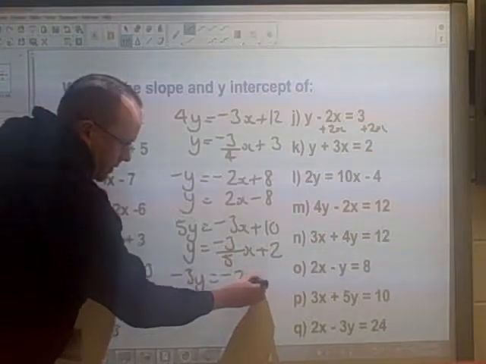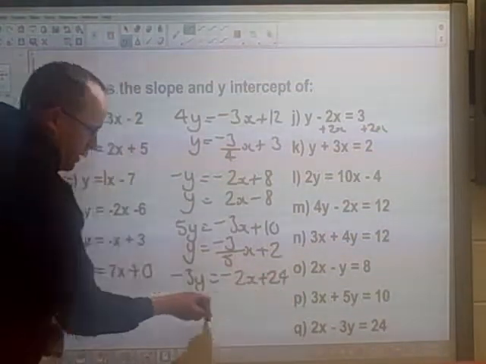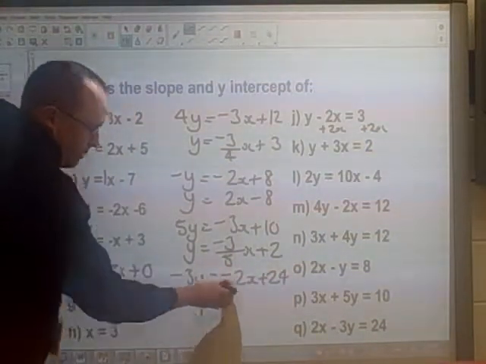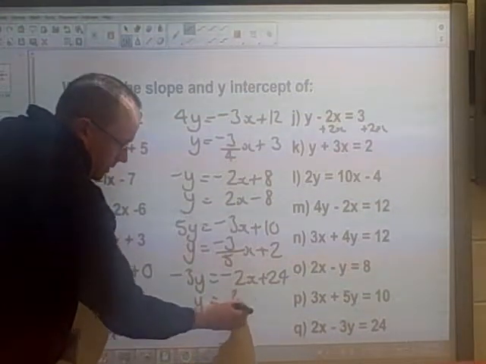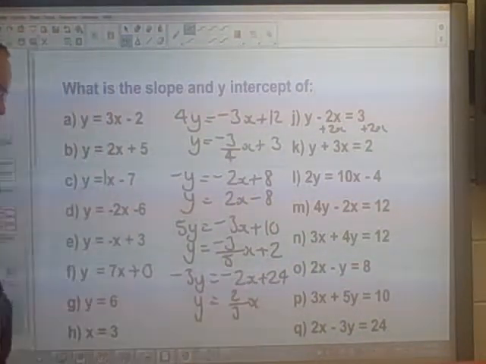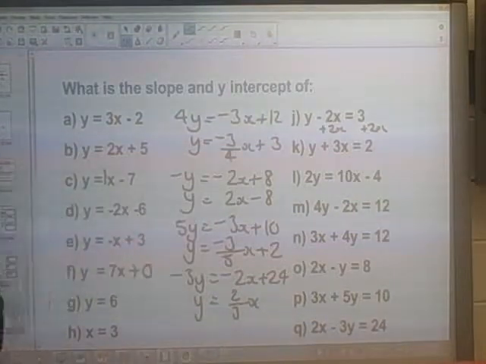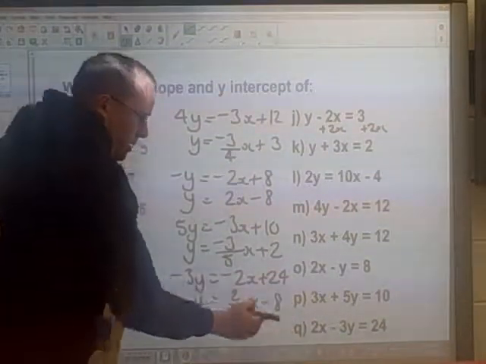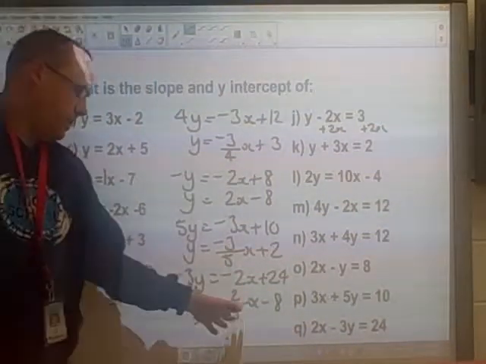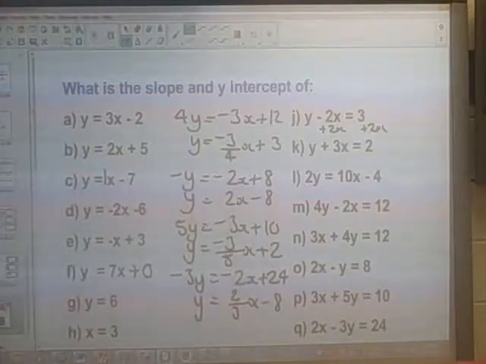And for your last question, I'm going to bring 2x to the other side first, so that's going to become negative 2x. And then I'm going to divide by negative 3. Now, 2 negatives when I divide is going to become positive, and 2 divided by 3 I'm just going to leave as 2/3. And 24 divided by negative 3 is negative 8. So your slope is 2/3 and your intercept is negative 8.